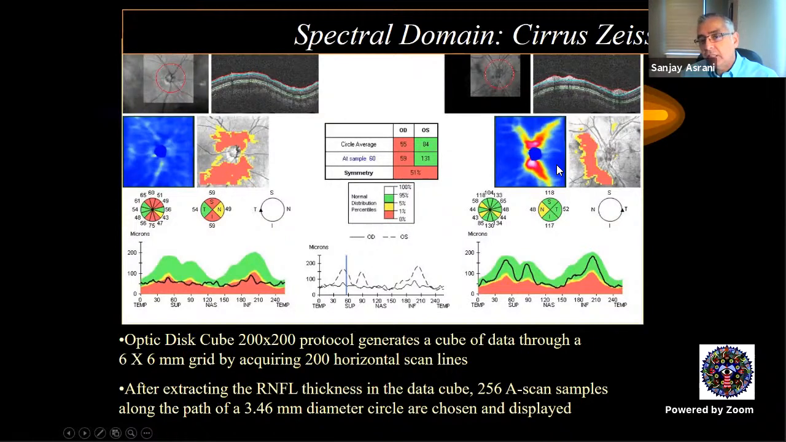So on the left eye, you can see this is a near normal nerve fiber layer. What you can see is on the nasal side, there seems to be a loss. But otherwise it is normal. And you can see it's plotted here. But what is plotted is only the circle. And in the right eye, it's significantly abnormal.